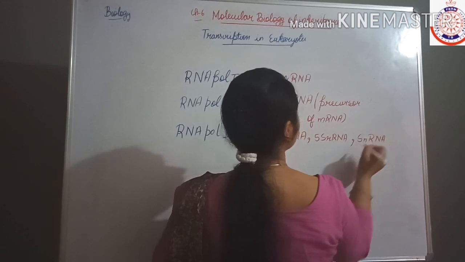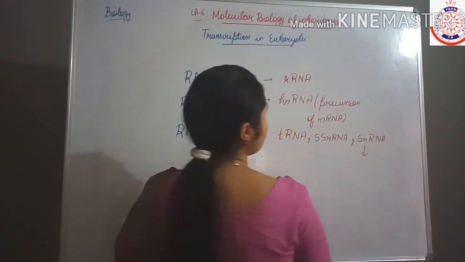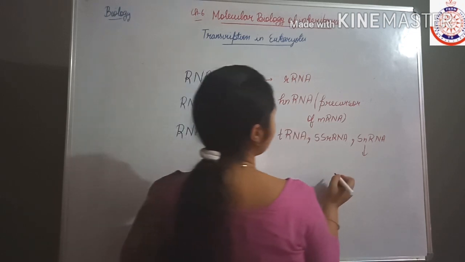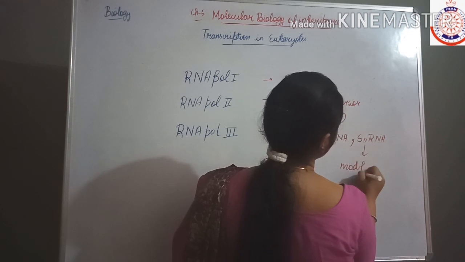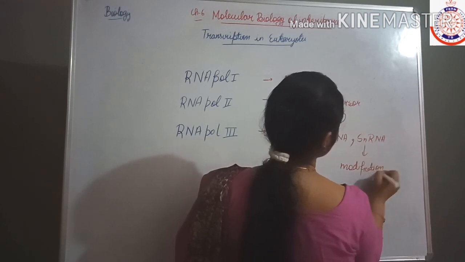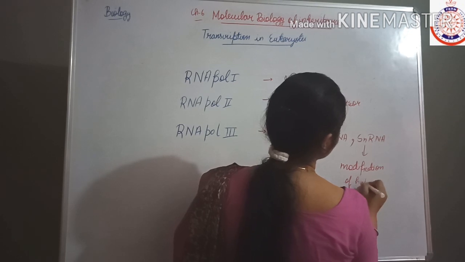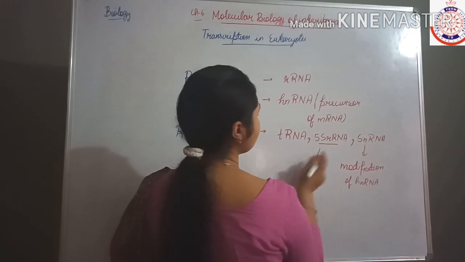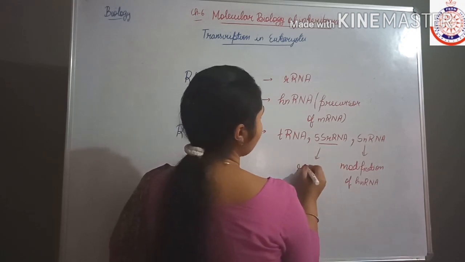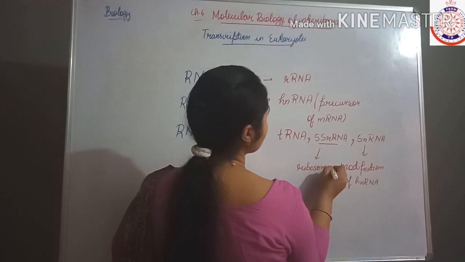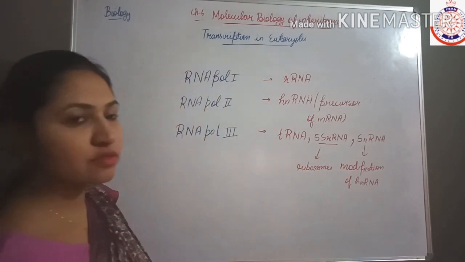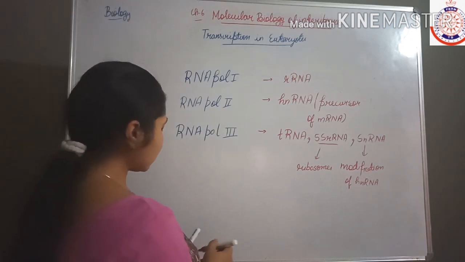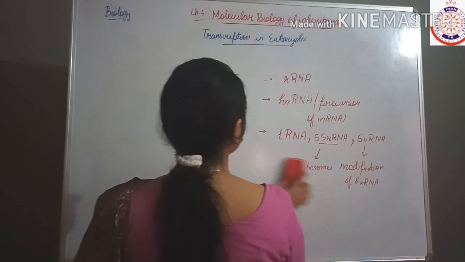These small nuclear RNAs have a role in the modification of the hnRNA. And this 5S RNA has a role in the formation of ribosomes. And tRNA, as all of you know, is the transfer RNA. So now next we will discuss post-transcriptional modification.